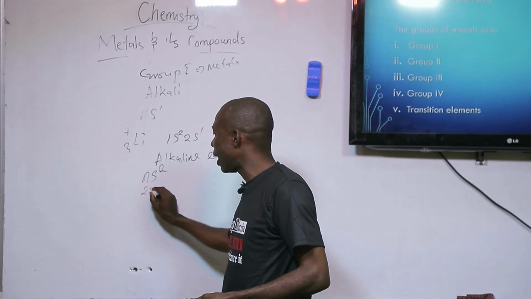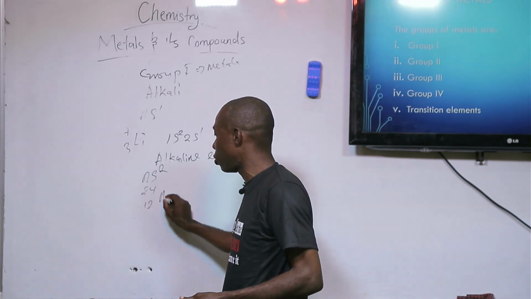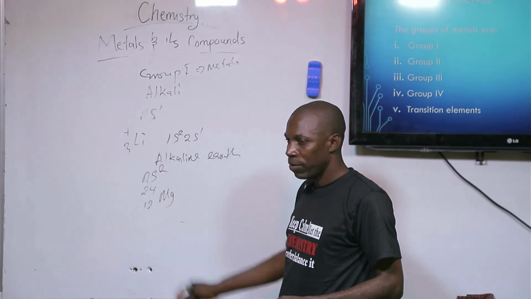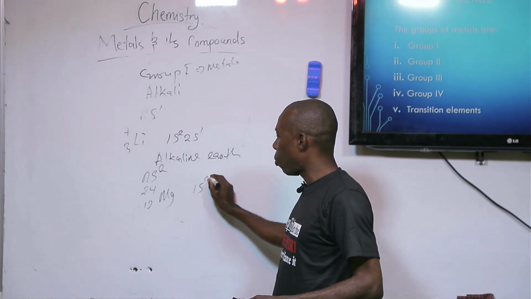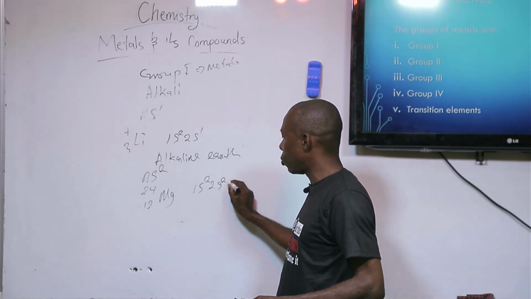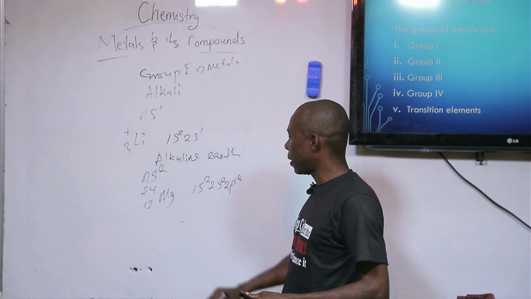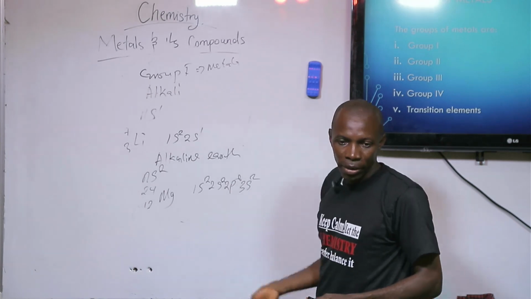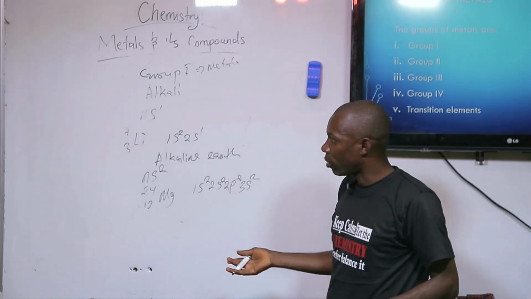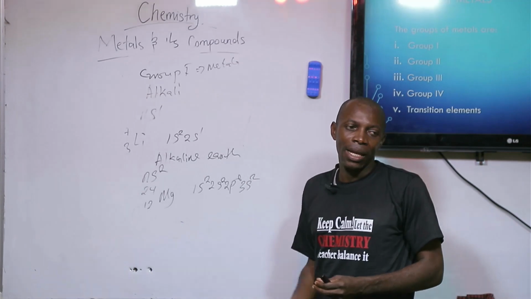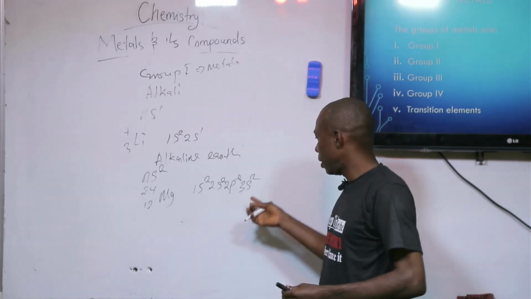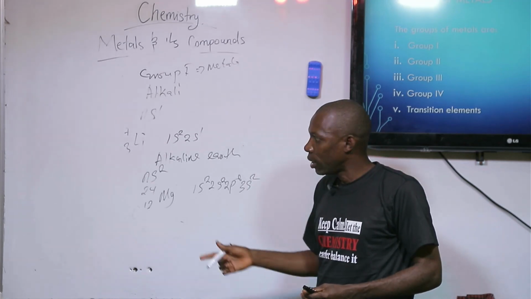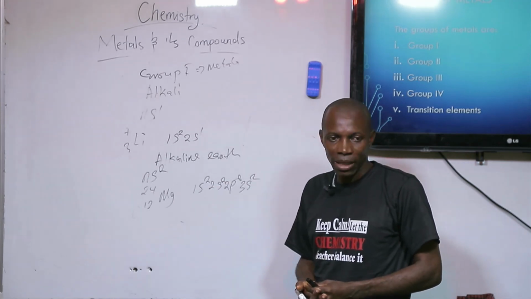If you have magnesium, 24 12 magnesium, how many electrons does magnesium have? 12. It can be written as 1s2, 2s2, 2p6, and 3s2. It belongs to the s2 block, and because it contains 2 electrons in the s block, it is a group 2 metal.